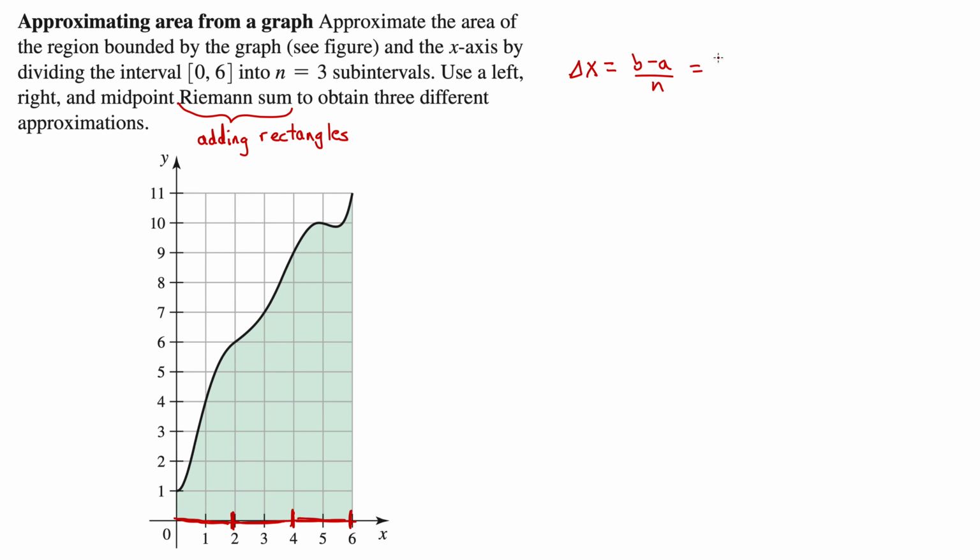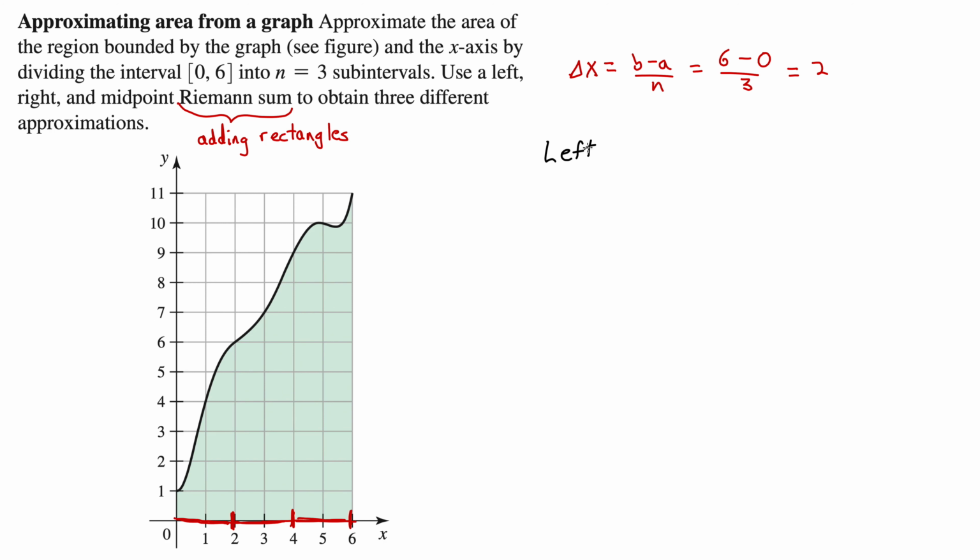Well, in this case, b and a are the endpoints, and n is the number of rectangles. Well, b is 6 minus a is 0, all over n equals 3, so that gives a delta x of 2. Okay, let's do the left approximation first.